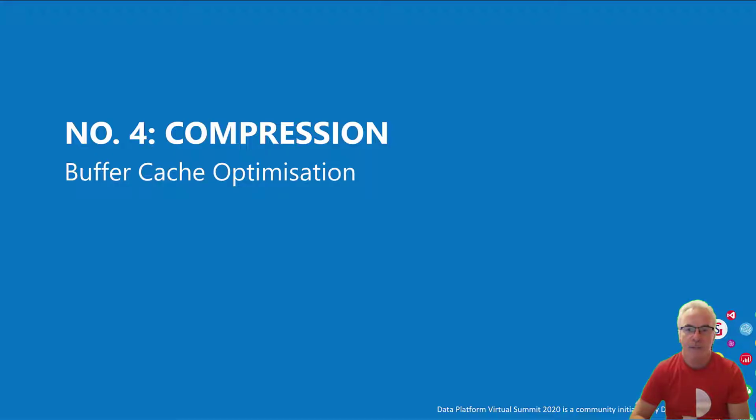A further way to optimize our memory usage is to consider compression on our data. Now this works on the buffer cache rather than on the procedure cache, and allows us to have more data pages in memory at any one point in time.